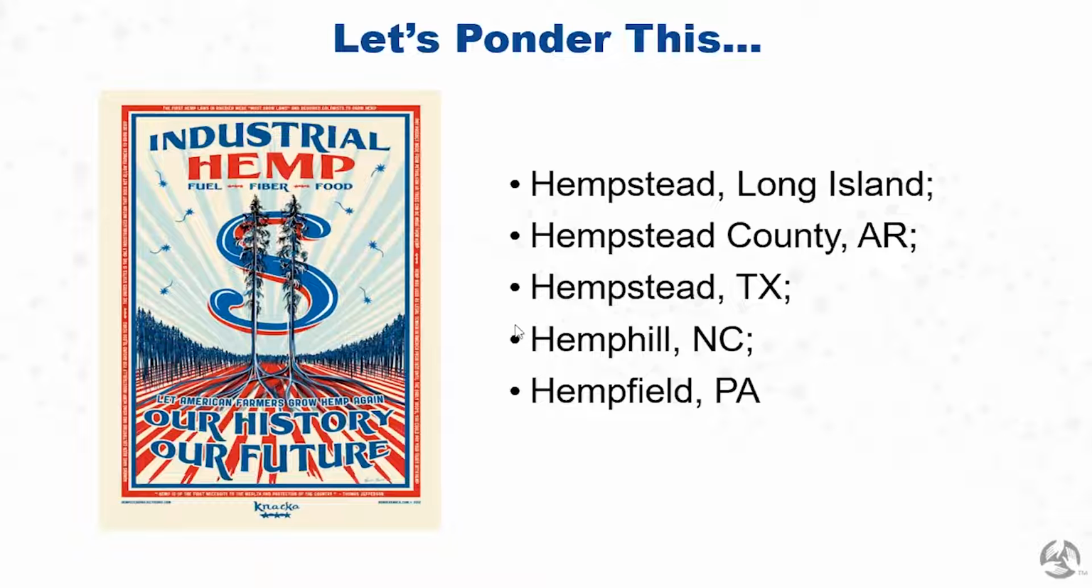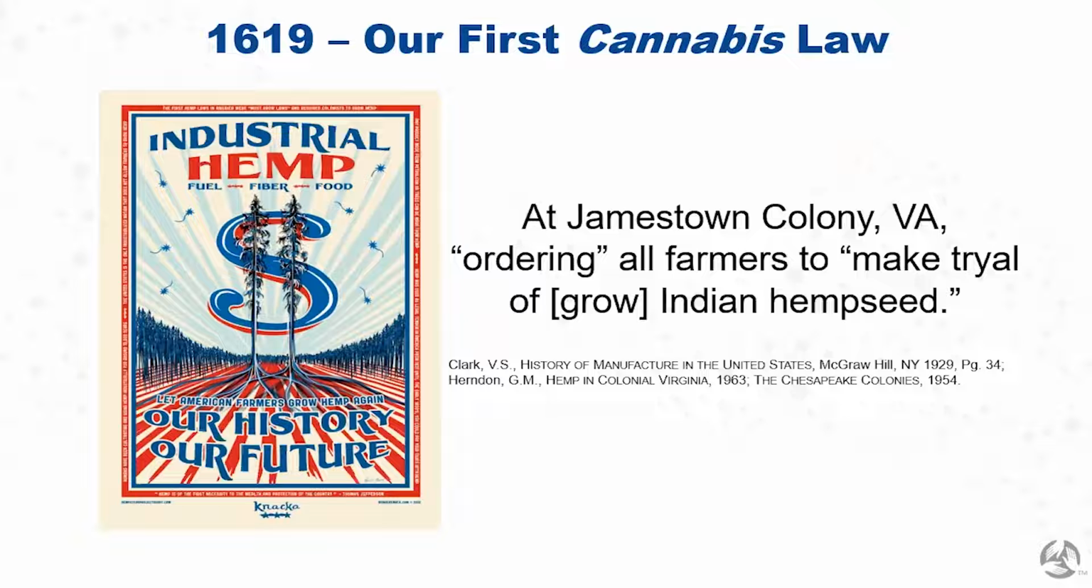That was not folks just copying things that were happening in England, though bear in mind, those towns from England were named those towns because of the hemp that was being grown. So why did I say that George Washington and everybody back then was growing cannabis? Well, because our nation's first cannabis law was way back in 1619 in the Jamestown colony, ordering farmers to make trial of, which means grow, the Indian hemp seed.